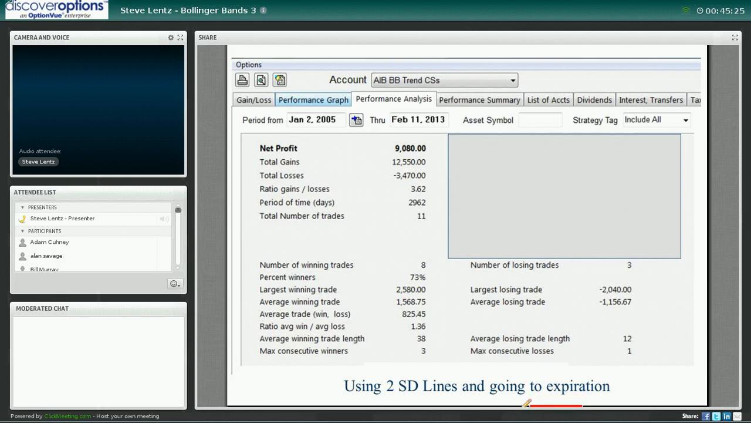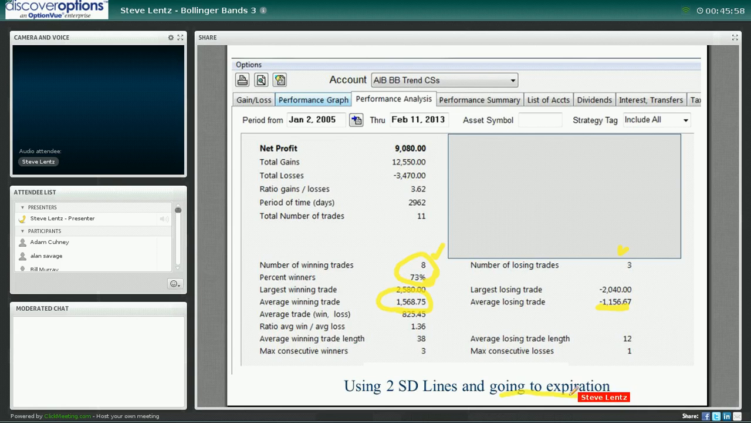If we went farther out and let it go to expiration, our average winning trade, because we're going farther out and not getting as much credit, goes down. The average losing trade is down a little bit, but now there was one extra winner because it was farther out. That was the little bitty loss I showed you, which in this one was a winner, hence why it's 8 and 3 instead of 7 and 4.